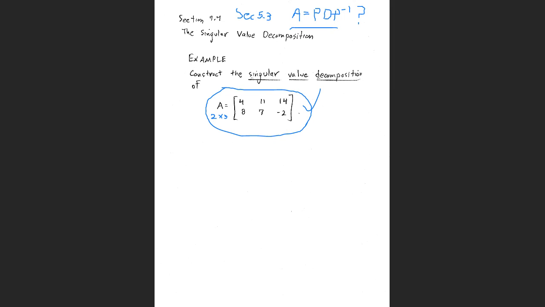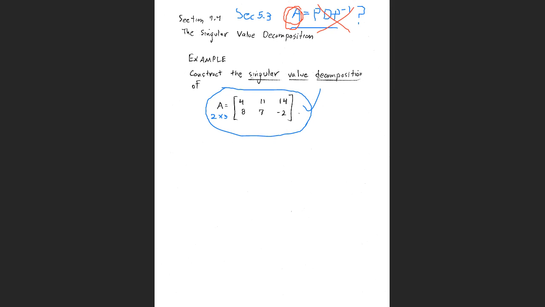You're right, Eleanor. It's not possible. Why do you think it's not possible? What was the restriction in section 5.3 on the matrix A? All the section 5, good. In section 5.3, you had a square matrix. So you're not going to be able to factor this matrix A this way.